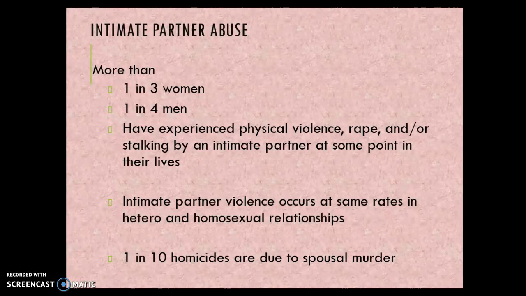So it's either physical violence, rape, and or stalking by an intimate partner at some point in their lives. Intimate partner violence occurs at the same rate in hetero and homosexual relationships. And 1 in 10 homicides are due to spousal murder.